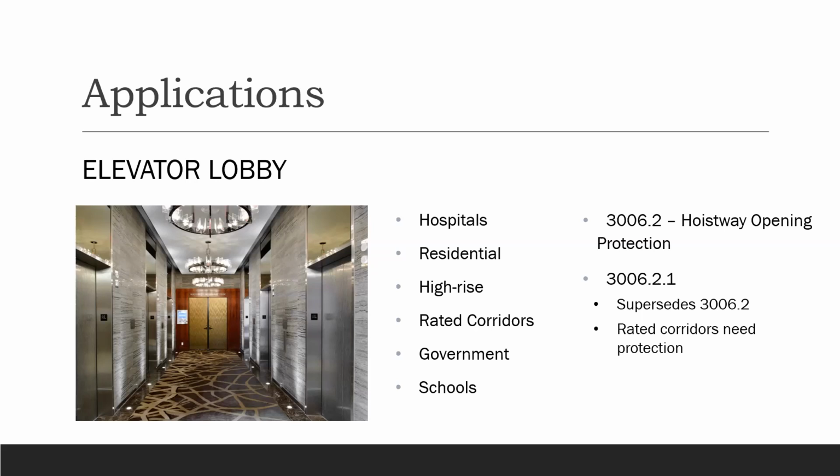3006.2.1 covers the need for protection in a rated corridor regardless of the number of floors. And it oftentimes gets superseded or overlooked because it's after, and you probably think we've got everything we needed. But section 3006.2.1 supersedes any of the provisions or exemptions from 3006.2. So that means that if the elevator is on a rated corridor, regardless of the number of floors, that elevator needs protection.